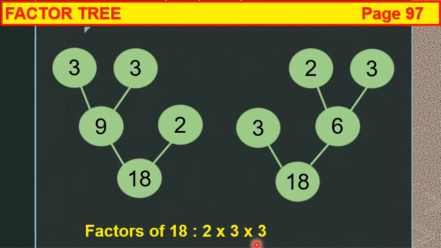Children, even if you drew two different factor trees for 18, the factors of 18 will always remain the same. That is 2 multiplied by 3 multiplied by 3. Now multiply these factors. We will get 18 back. See, 2 threes are 6, 6 threes are 18. So we got 18.